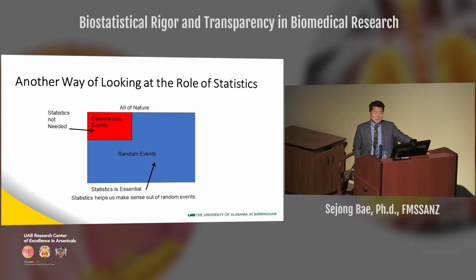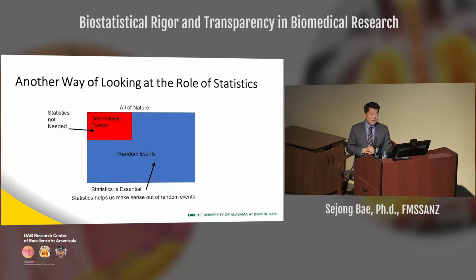Another way of looking at statistics is that there is a deterministic event as well as a random event. A deterministic event is one where everything is fixed. If I draw money from an ATM, I will know how much will be left. That's an example of a deterministic event.